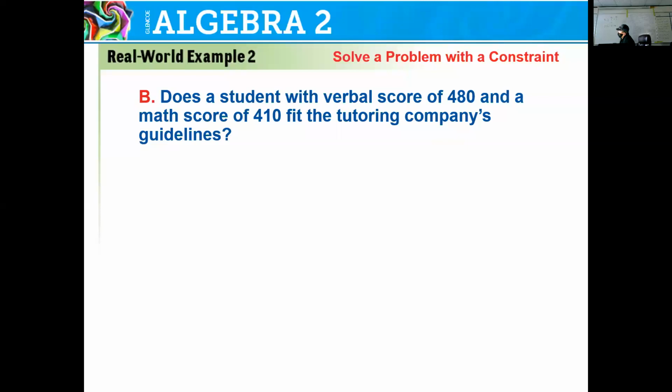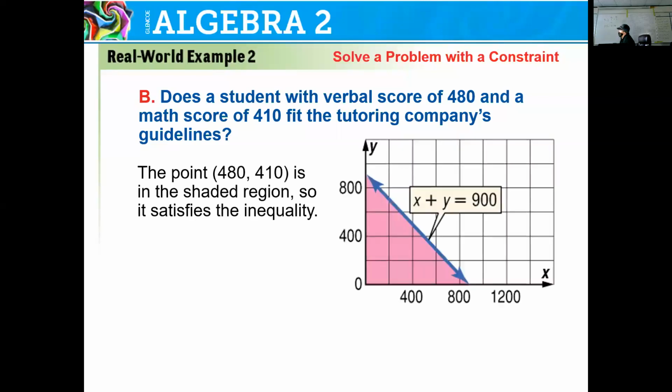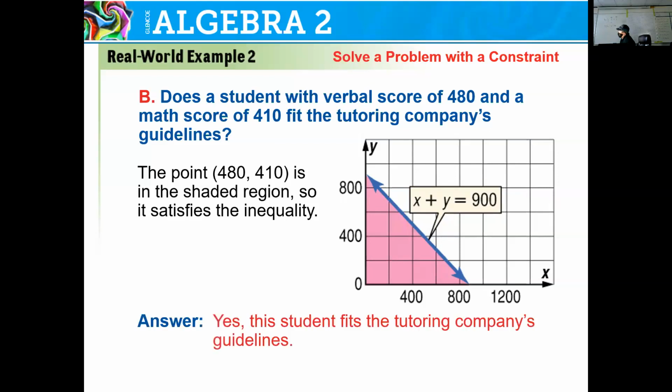And then it asks us, does a student with a verbal score of 480 and a math score of 410 fit the tutoring company's guidelines? So we would plug those into our inequality, take care of our addition there. 480 plus 410 is 890. So they would qualify in the shaded region. We would answer, yes, this student fits the tutoring company's guidelines.